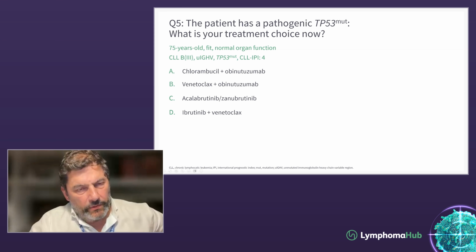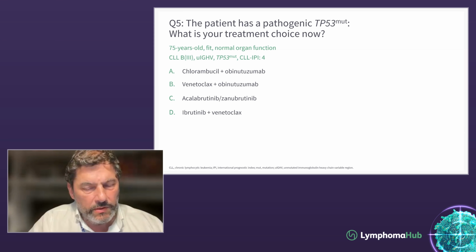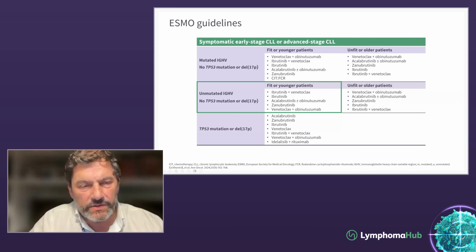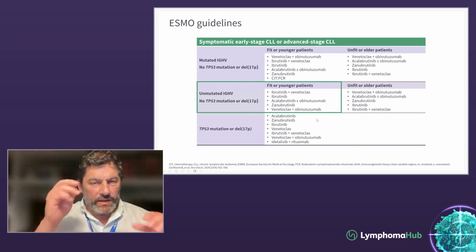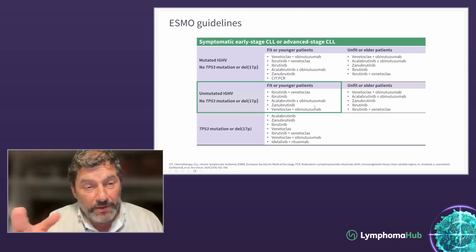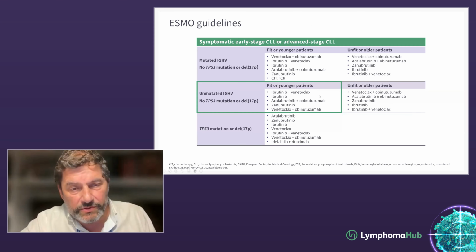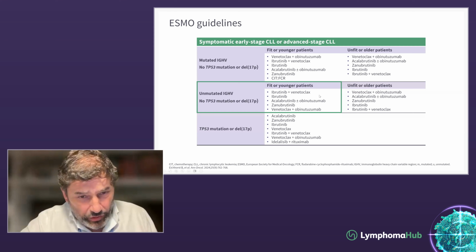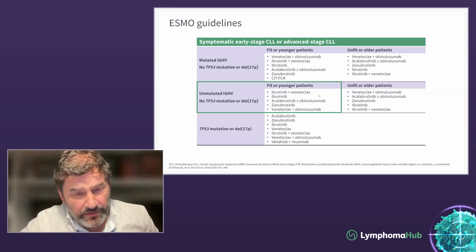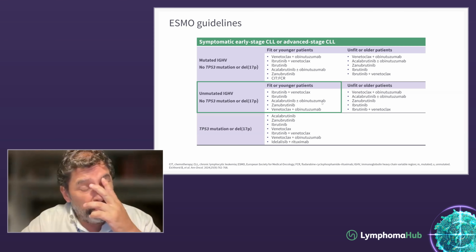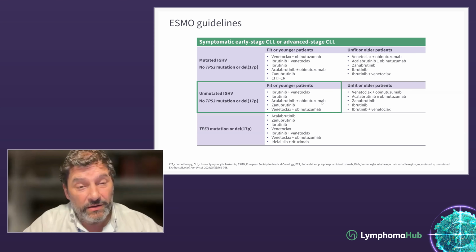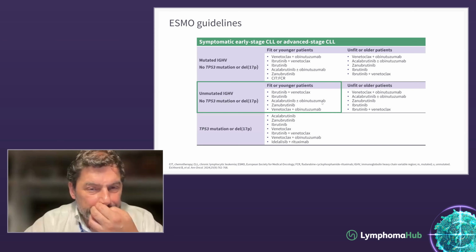Okay, so I think we move now to the guidelines, if I'm not wrong. It's the next, exactly. So the ESMO guidelines recommend for that patient, unmutated IGHV, without p53 aberrations, the first choice is fixed duration therapy. This is a fit patient. So probably my choice in Europe would be ibrutinib venetoclax in that patient.